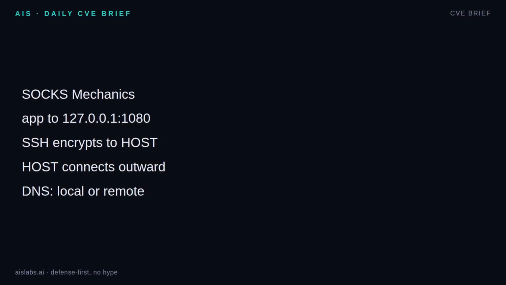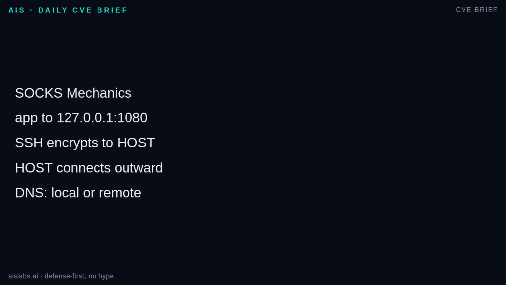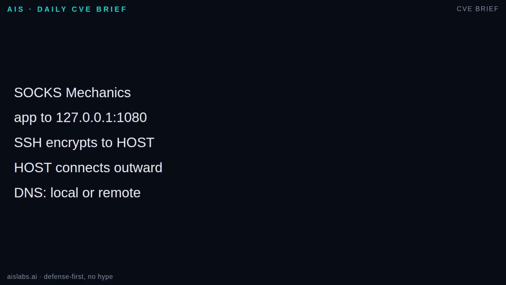Mechanically, there are two legs. First, your application connects to 127.0.0.1 port 1080 on your laptop. That is not the website. That is the SOCKS listener created by SSH. Second, SSH carries the request inside the encrypted SSH connection to the host. From there, the SSH server opens the real outbound TCP connection to the requested destination. The destination sees the server as the source, not your laptop.